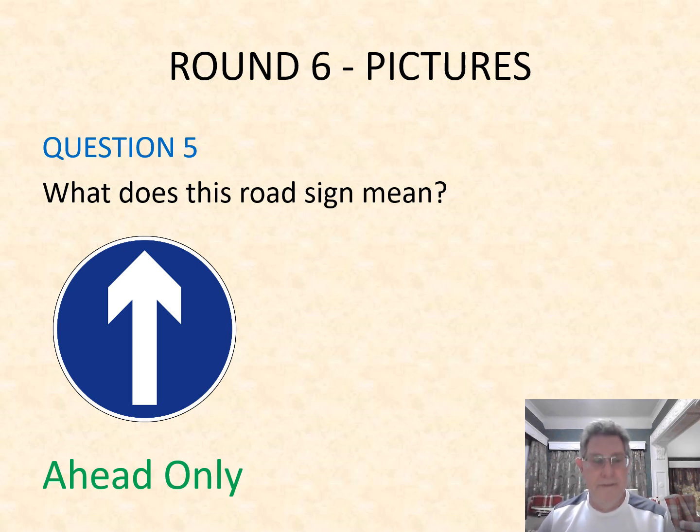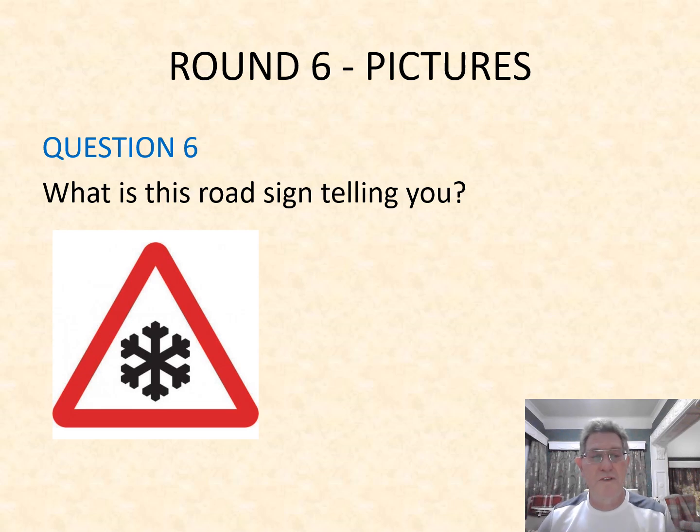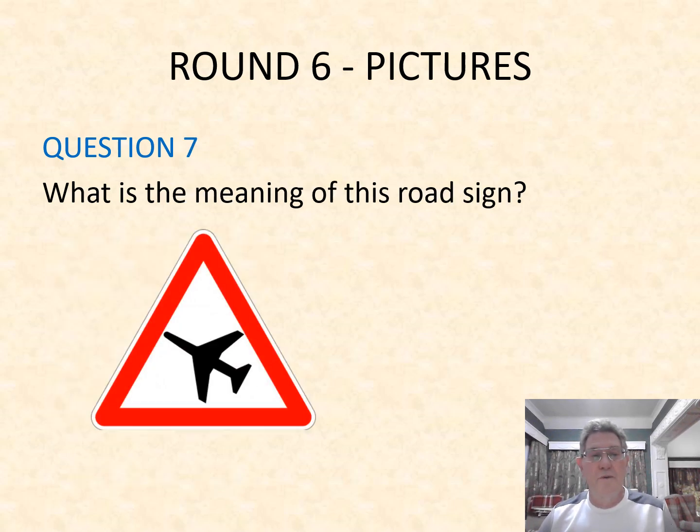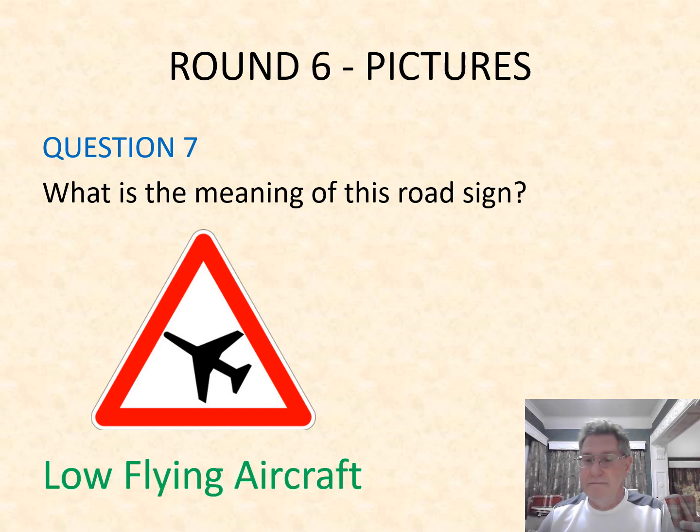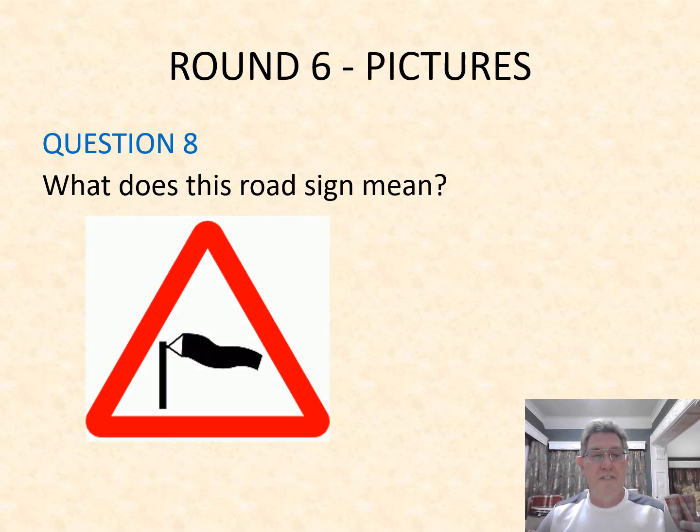Ahead only. Number 6, what is this road sign telling you? No, not woke people ahead. It's risk of ice. Risk of ice. Number 7, what is the meaning of this road sign? Low-flying aircraft. That's what I say. I was in the RAF, therefore always near an airbase, always low-flying aircraft. And number 8, what does this road sign mean? It's side winds. Beware of side winds. Normally you see the sign going over high bridges, high roads, etc.